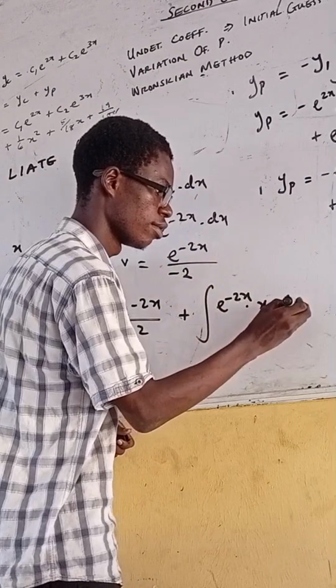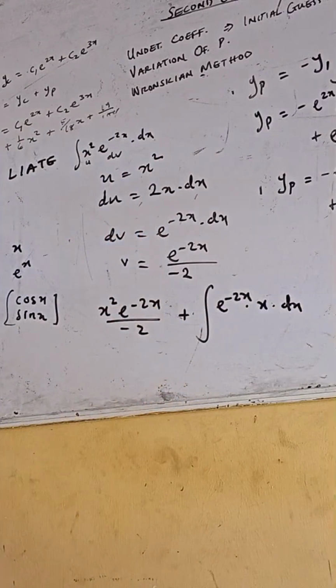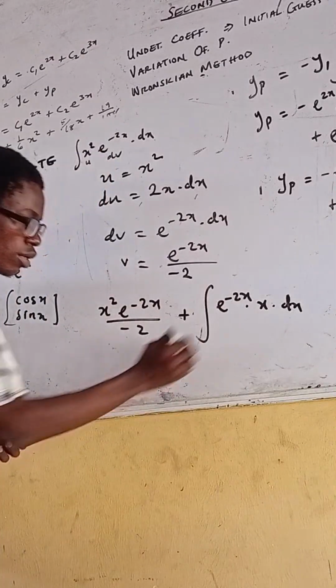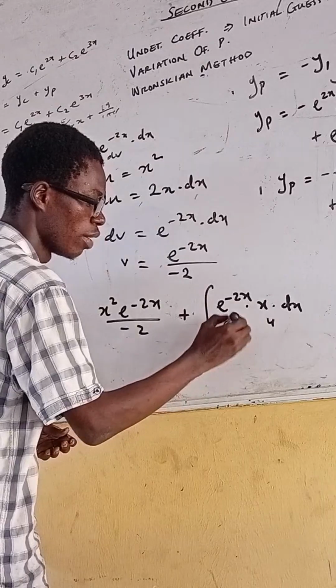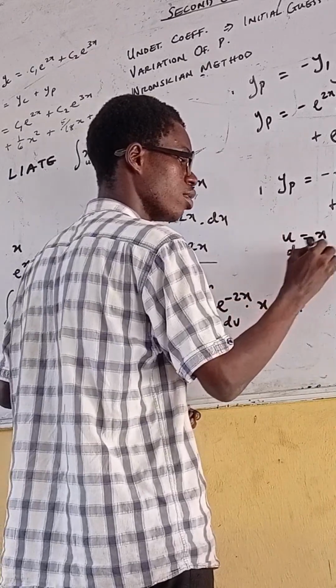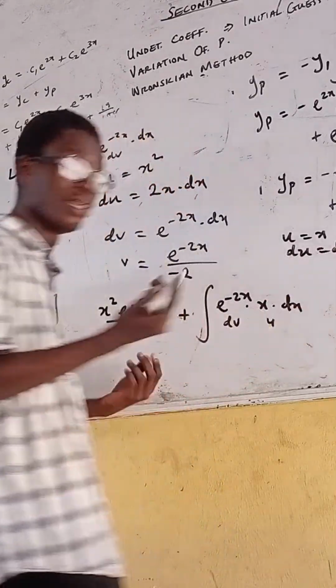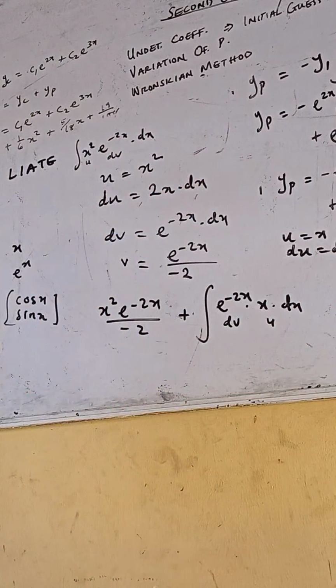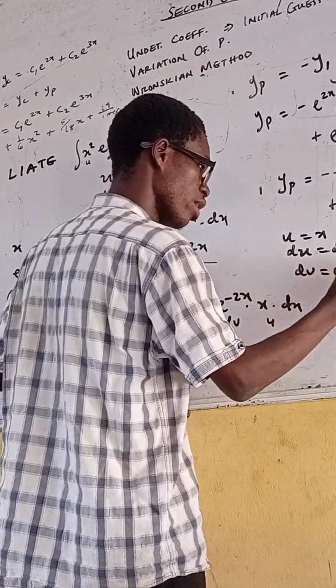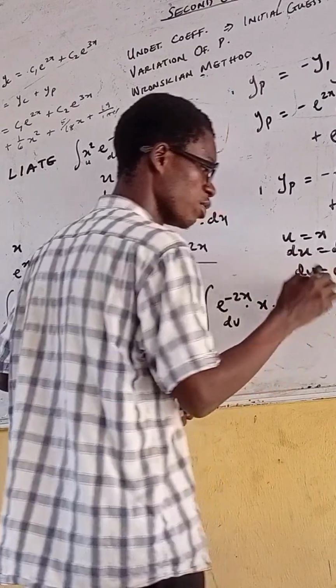Dx. This is still a product. I use integration by parts again. So this one it is. Let's integrate this one now. So integrating this one, we now have u, these are u, these are v. u equals x, du equals what? dx. Yeah, du/dx equals 1. So du equals dx. dv equals e^(-2x) dx, which means my v equals what?